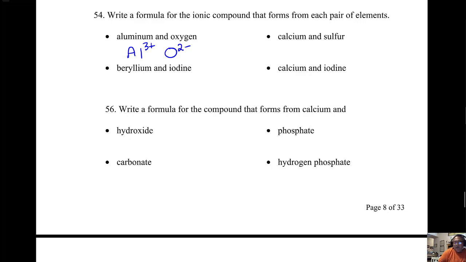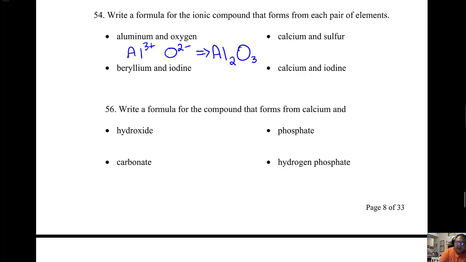So how do you write the formula for it, right? Well, we want it to be electrically neutral. So I'm going to show you how to do it, and then I'll explain to you why I did it that way. I'm going to take the 2 that's with the oxygen and put it with the aluminum, and I'm going to take the 3 that's with the aluminum and put it with the oxygen.